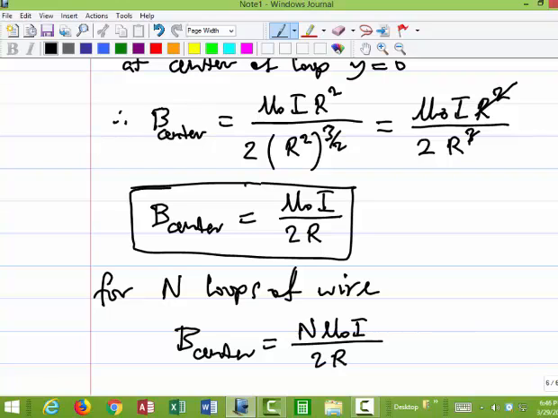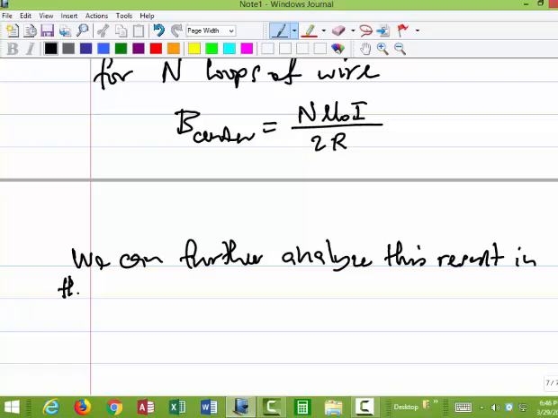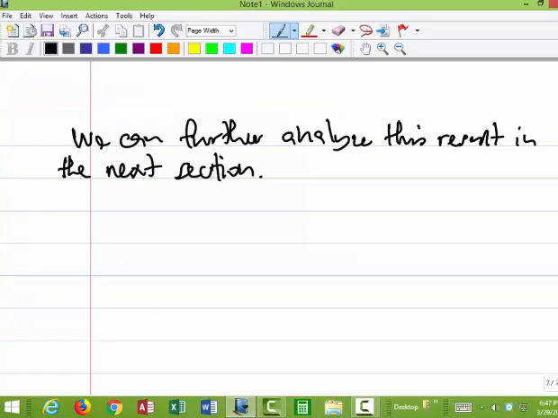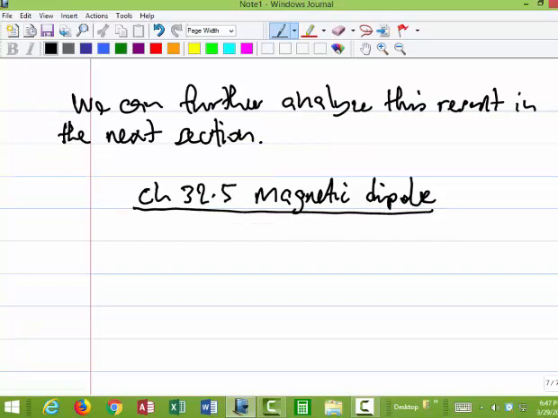Okay, so let's look at dipoles next. We can further analyze this result in the next section. Here, this is section 32.5, magnetic dipoles. We've already said that there is no magnetic monopole, and so all magnets, anything that has a magnetic field, is basically a dipole of some kind. So we can have a north portion and a south portion to the magnetic field. So we're talking of magnetic dipoles. A magnetic dipole is a small current carrying loop.